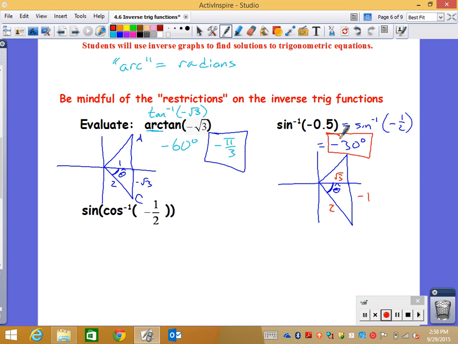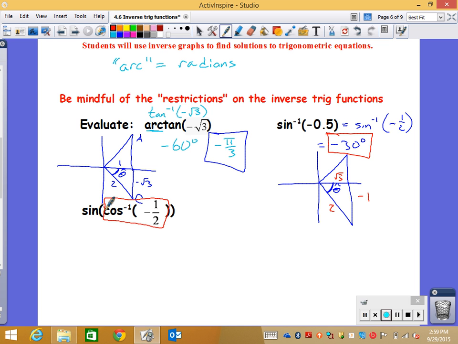Now this one looks messy. Sine of inverse cosine of negative 1/2. We're going to start from the inside and work our way out. So the inverse cosine of negative 1/2. I'm actually not even going to solve this, and I'll explain why in just a second. Again, you could just plug inverse cosine of negative 1/2 into your calculator, and you'll end up getting, I believe, 120 degrees. But I don't even need to know that.